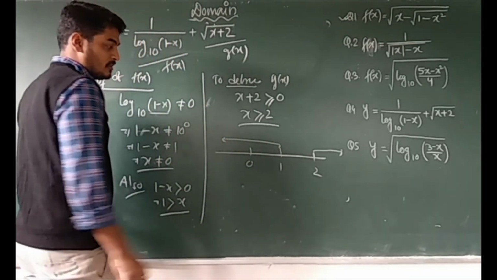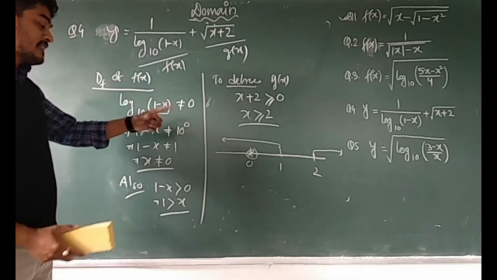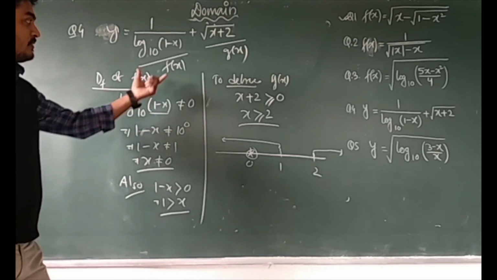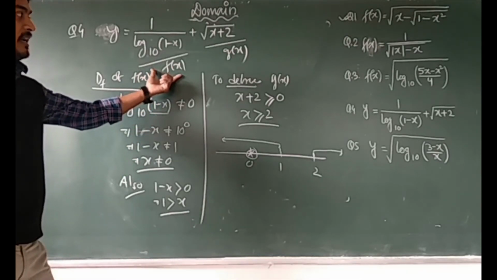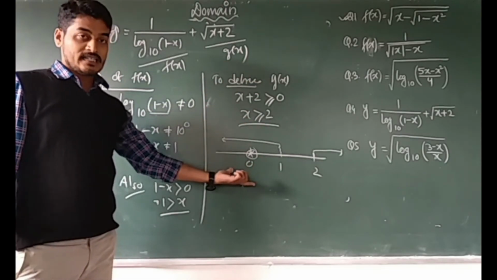X is less than 1. X is not equal to 0. That means what we have got? Is there any intersection for both the functions? No. The domain of the first function f of x and the domain of the second function g of x, there is not any intersection.